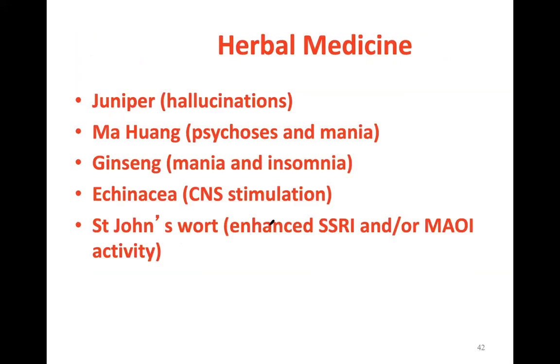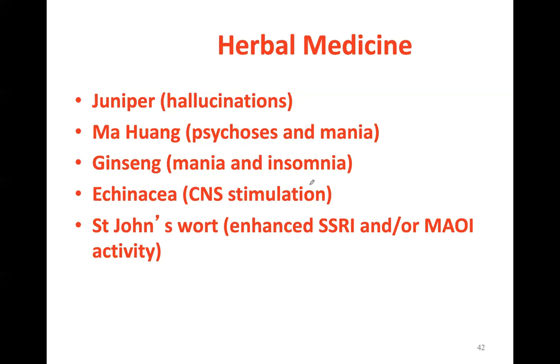And let's cover this slide, and then we'll take our afternoon break. There are some herbal medicines that can produce it. Juniper has produced hallucinations. Ma Huang, which is also known as Chinese ephedra, has been known to produce psychosis and mania. We used to see Ma Huang in a lot of products, especially weight loss products and things like that. Ginseng, mania and insomnia have been associated with it.